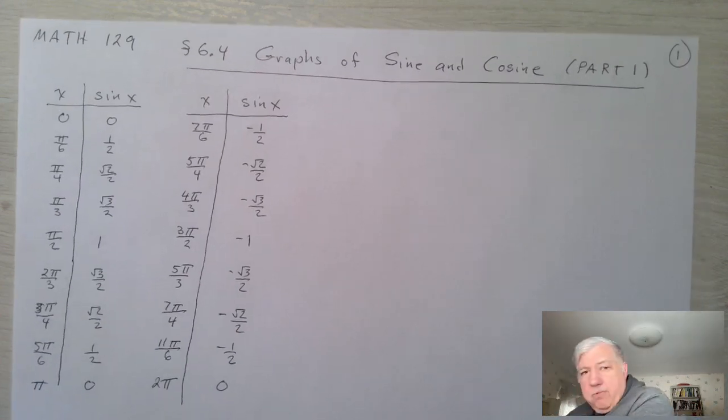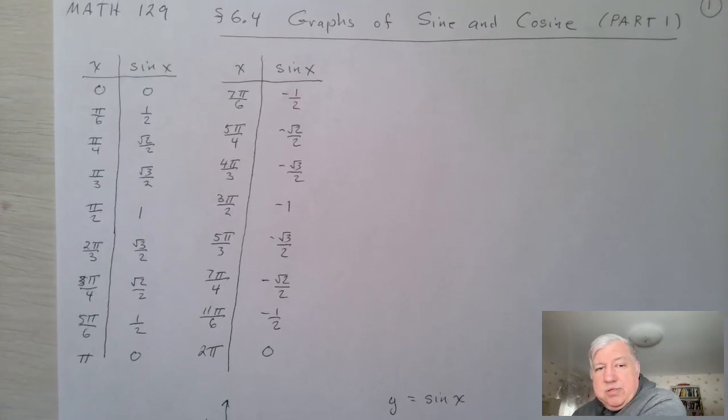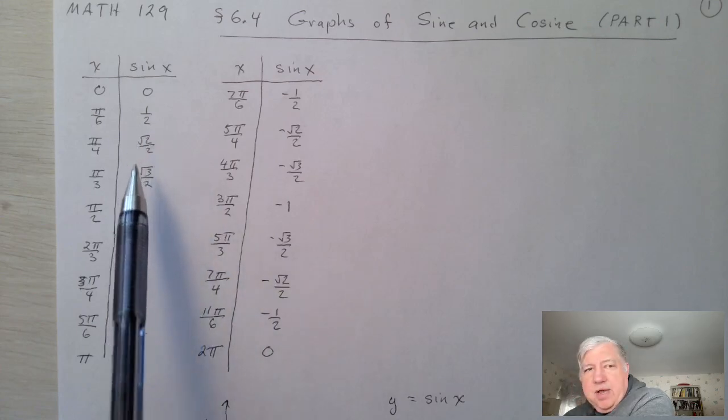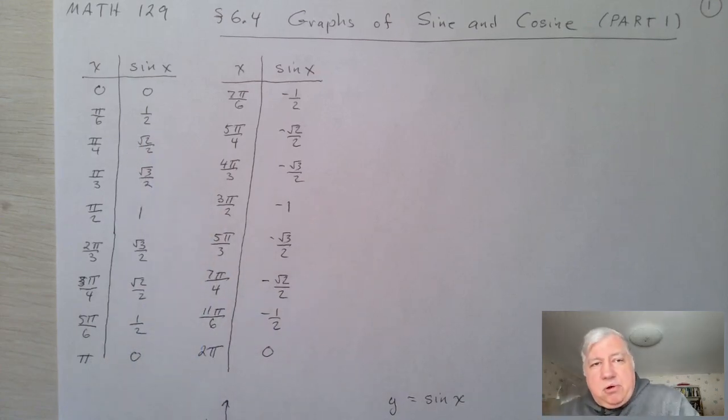When you're first working with a function and want to see what the graph is, you might start out by plotting a few points. These are the values of the sine function for the various angles. I just took these from the unit circle.